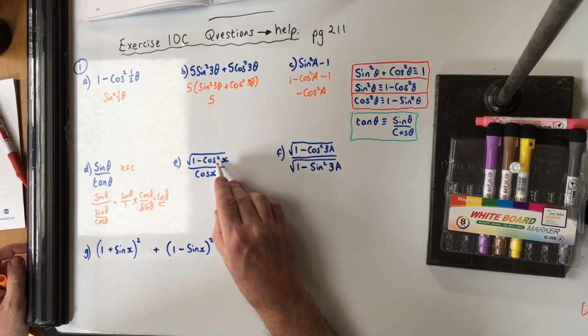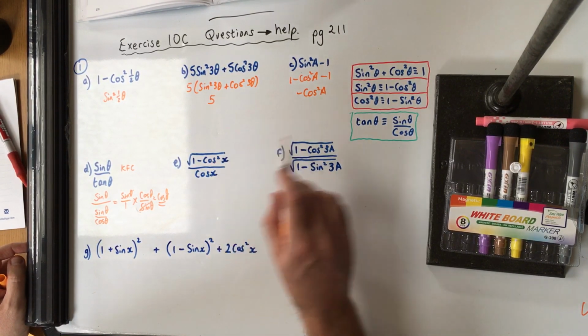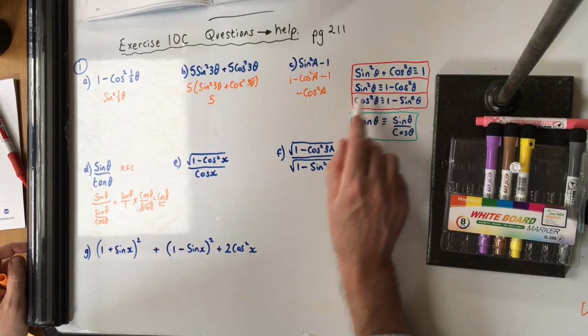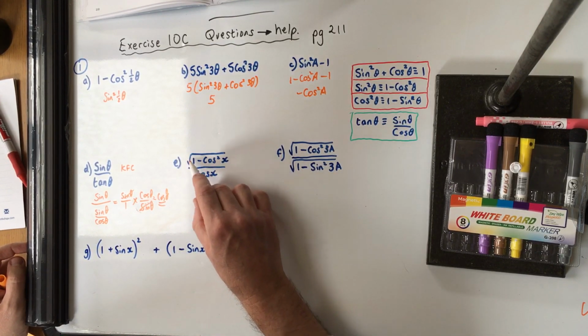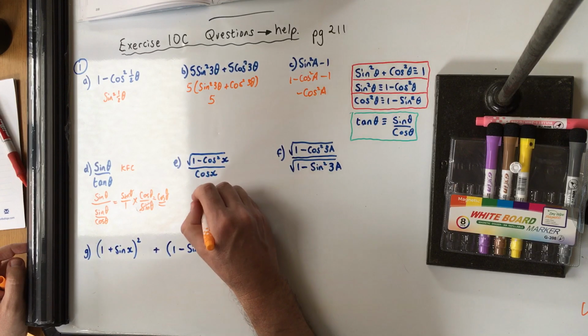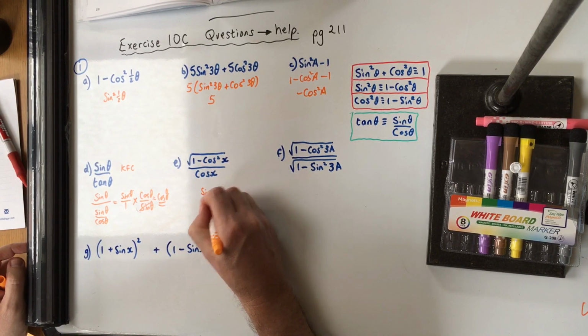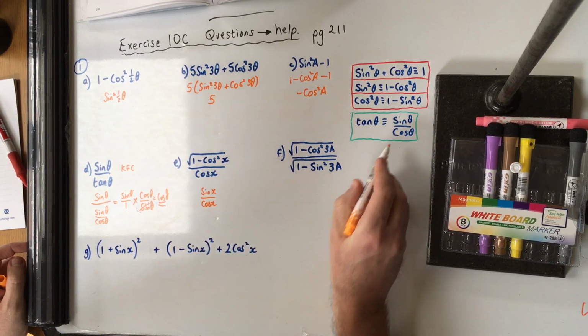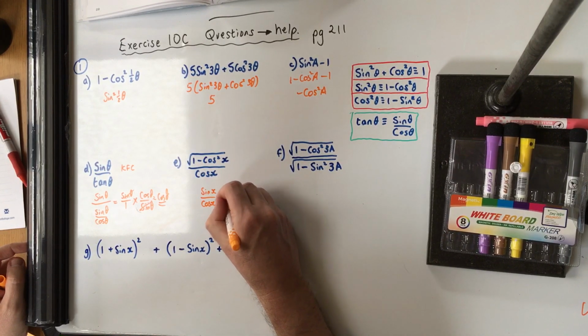1 minus cos squared, we had one in the example, didn't we. 1 minus cos squared is just sine squared. The square root of sine squared is just sine theta. So all of that, you just end up with sine x over cos x, which of course is tan x.